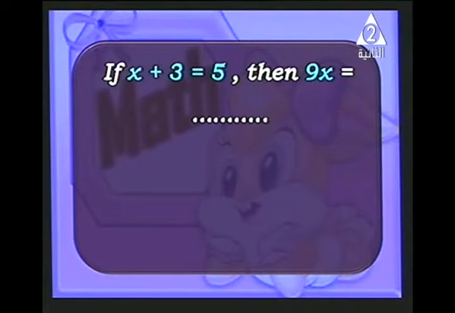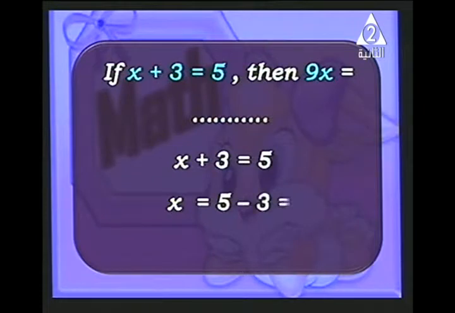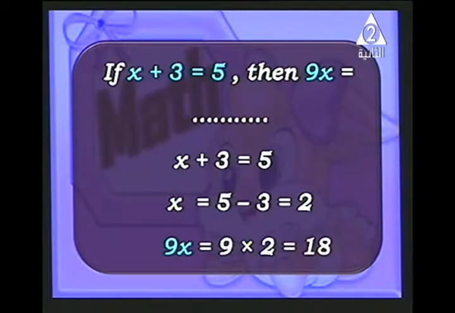If x plus 3 equals 5, then 9x equals what? At the very beginning, you know that x plus 3 equals 5. Then x equals, that's correct, 5 minus 3 to obtain a result as 2. Then what about 9x? 9x means 9 times x. So it is 9 multiplied by 2 to obtain a result as 18. The 9x equals 18.